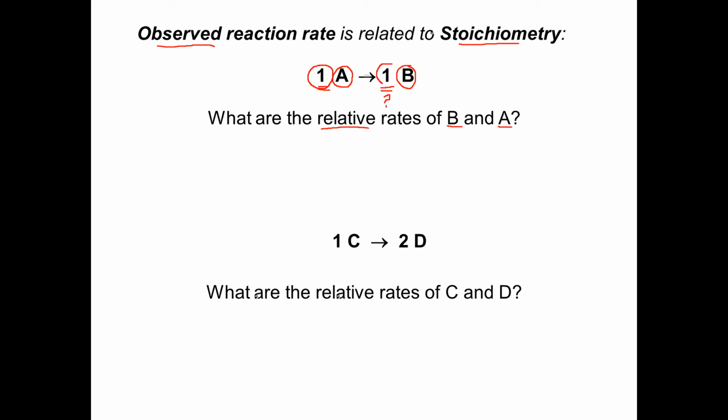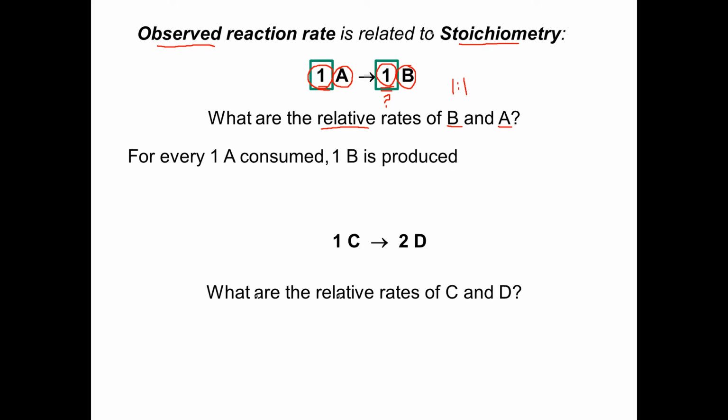Well, there's one. We would say that A and B are in a 1-to-1 ratio. So because for every A consumed, there's a B produced, we got equal rates. So, equal coefficients, equal rates. If we move on to our second example, we don't have equal coefficients anymore.